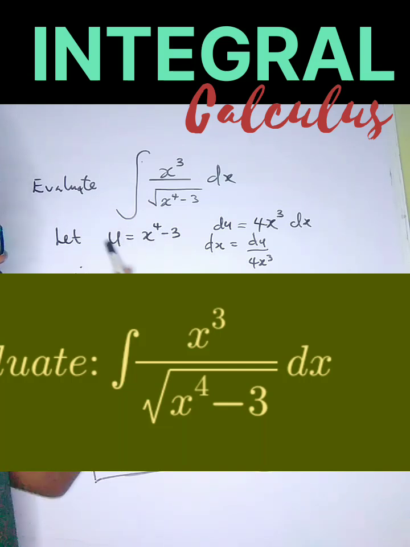So if we differentiate with respect to x, we have du is equal to, if I differentiate this, that gives me 4x cubed, of course my dx. Now I'm going to make dx the subject of the formula from here. So if I make dx the subject of the formula, that makes this become du over 4x cubed.